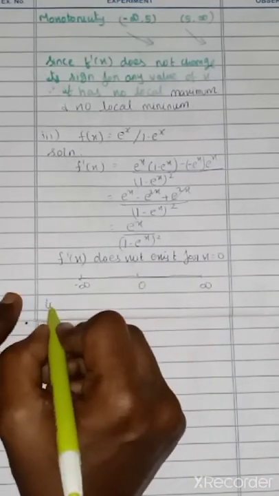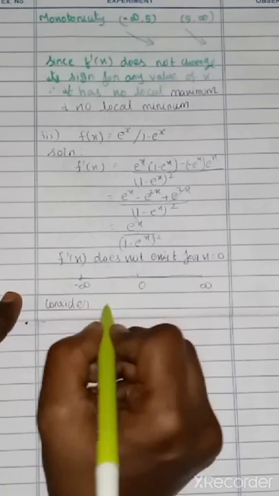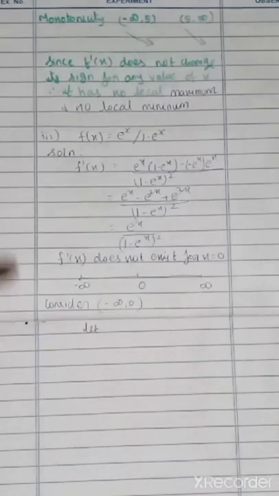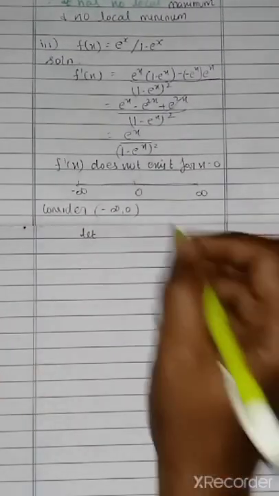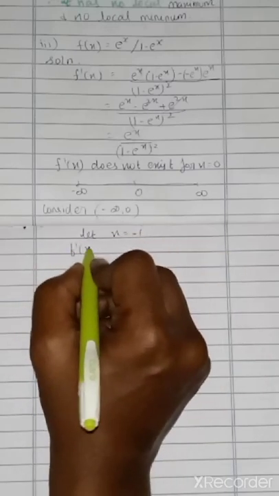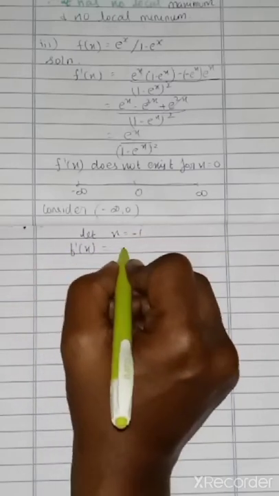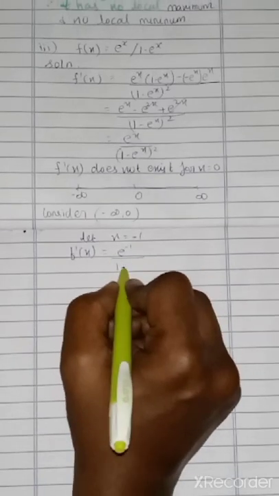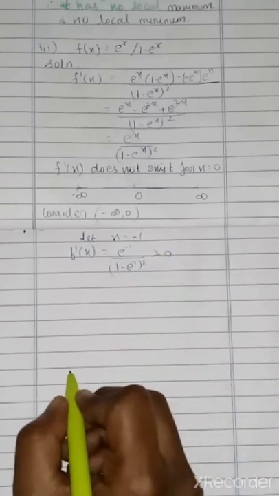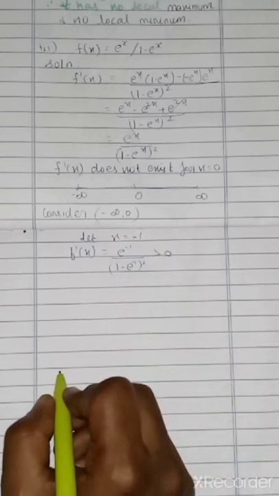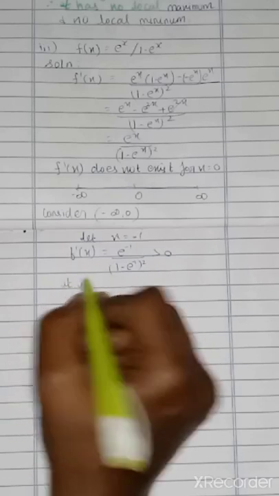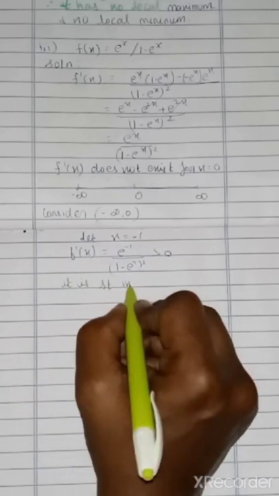So first we are considering minus infinity to 0. So which value can we take? Let x equal to minus 1. So if you take minus 1, f dash of x equal to e power minus 1 by (1 minus e power minus 1) the whole square, which is definitely greater than 0. Okay, so greater than 0 means it is a strictly increasing function.